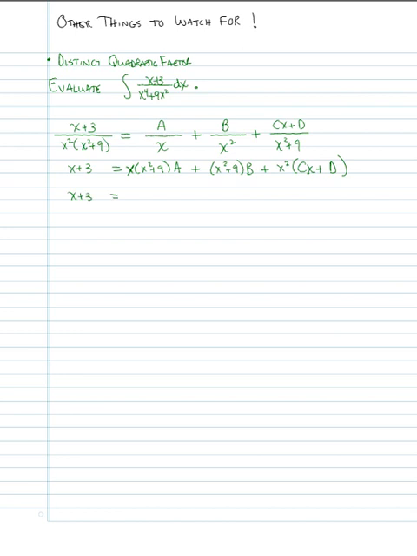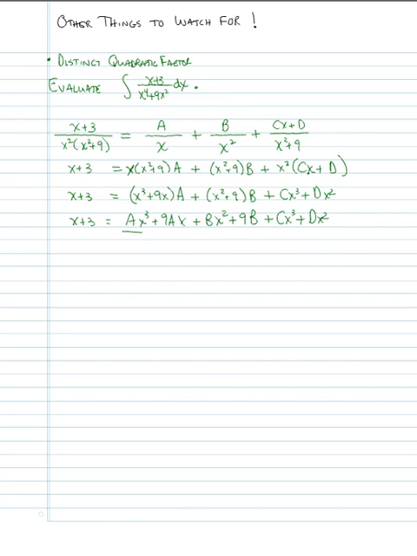And I continue here, and I'll get x cubed plus 9x times a. And I'll have, well, we'll just say x squared plus 9 times b, and then plus cx cubed plus dx squared. I guess I'll have ax cubed plus 9ax plus bx squared plus 9b plus cx cubed plus dx squared.